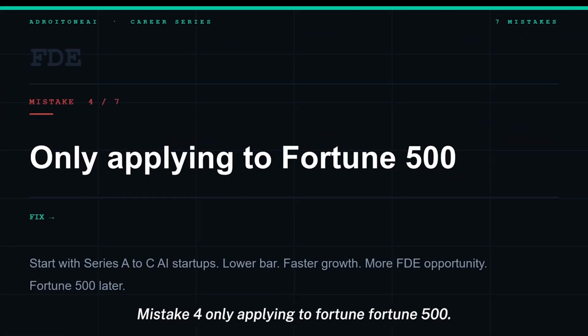Mistake 4. Only applying to Fortune 500. Start with Series A to C startup companies. Lower bar, fast growth, more FDE opportunities. Fortune 500 companies you can apply to later, after getting into this role.